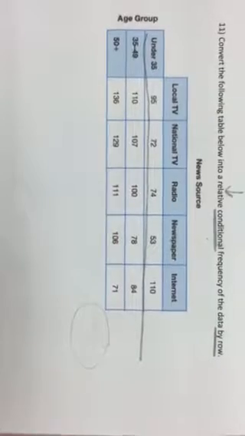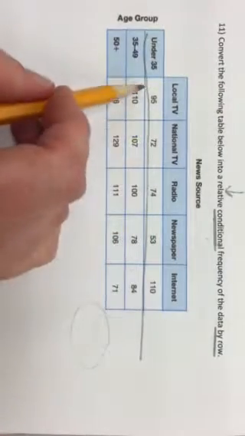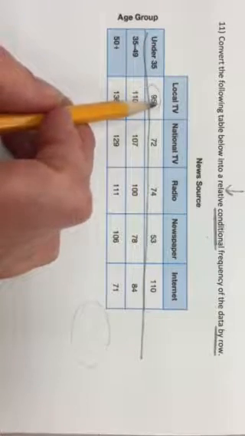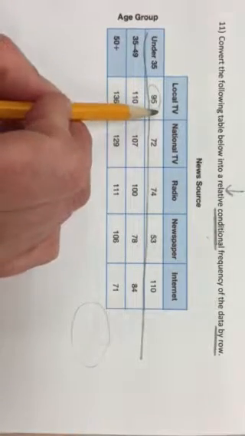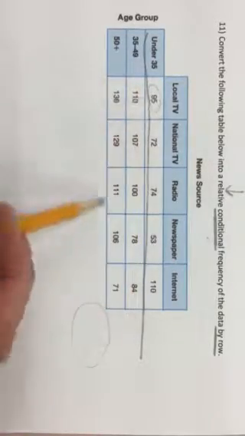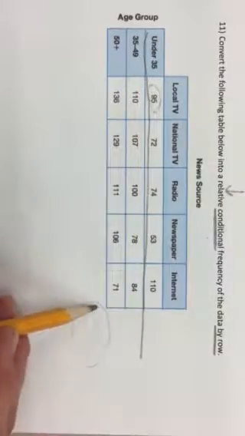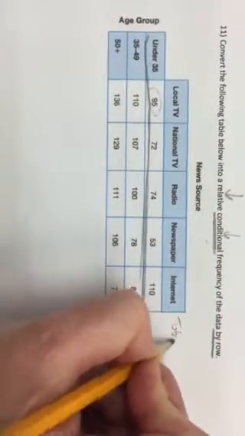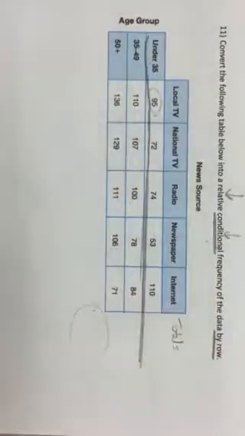And so we need to decide 95 out of what? 95 people out of how many people? In this case, we could do out of total people in this survey, or we could do 95 out of the people under 35. And when it says conditional, we're talking about doing it per row. So we need to find the totals, but we only need to find the totals in this row, right?